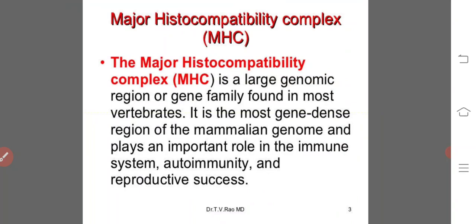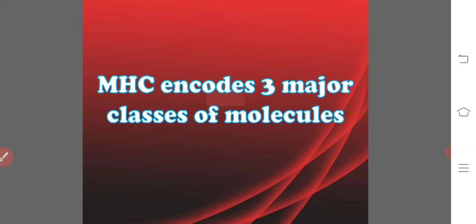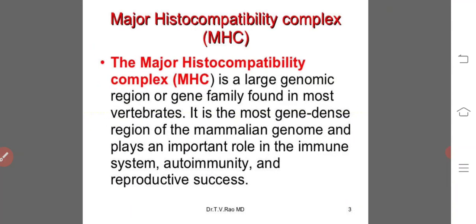Whereas MHC, that is major histocompatibility complex, is a large genomic region or gene family found in most vertebrates. It is the most gene-dense region of the mammalian genome and plays an important role in the immune system, autoimmunity, and reproductive success. The MHC participates in the development of both humoral and cell-mediated immunity responses.